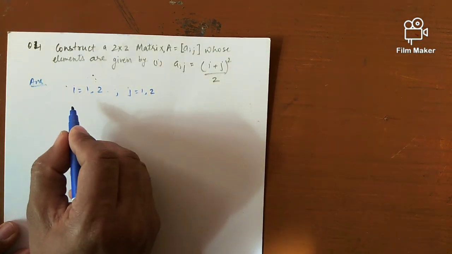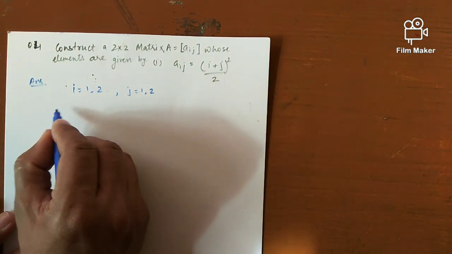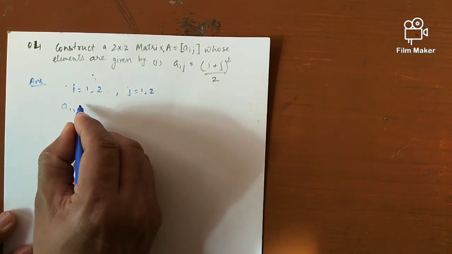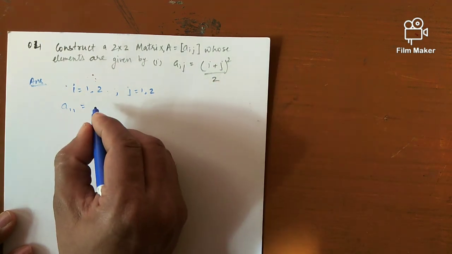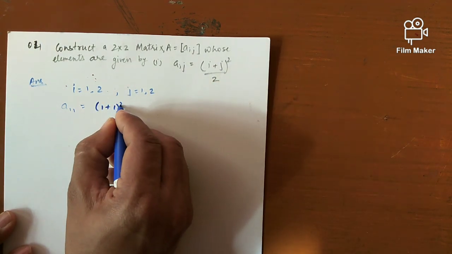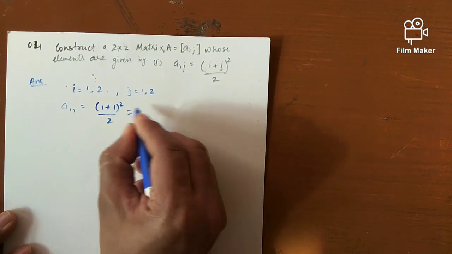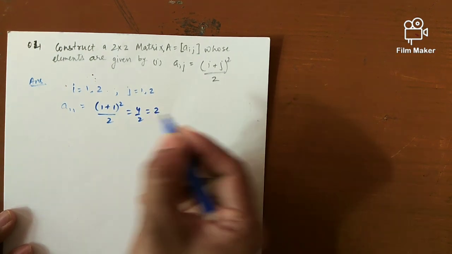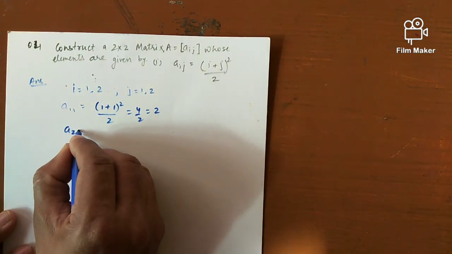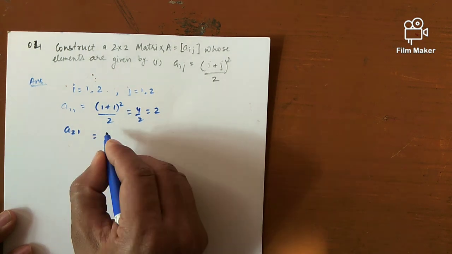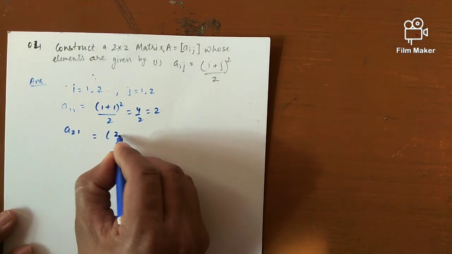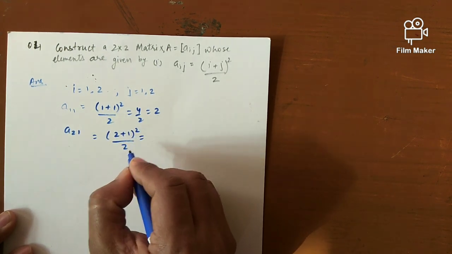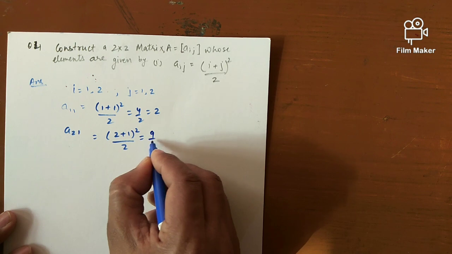Now we put all these values one by one. We'll take i as 1 first, and column 1, a11. In that formula you put the value (1 plus 1) whole square upon 2, so that is 2 square, which is 4 upon 2. This answer is 2. Now a21, you can calculate a21. a21 is (2 plus 1) whole square upon 2. So this is 3 square, 9, 9 by 2.